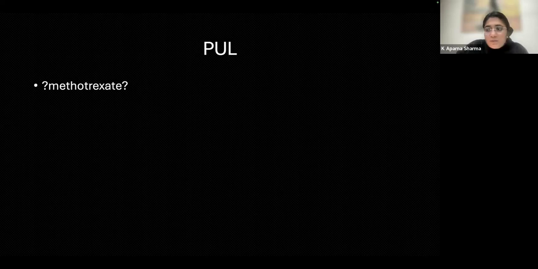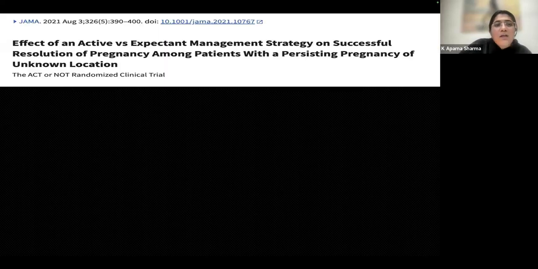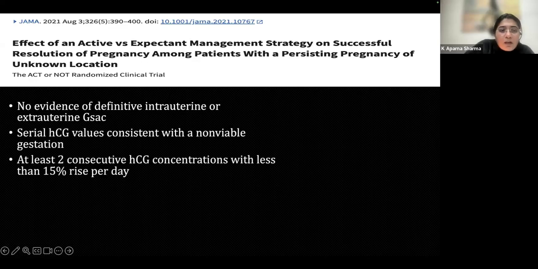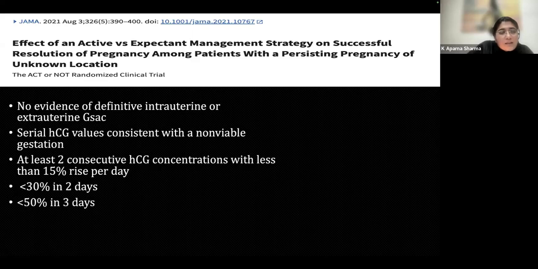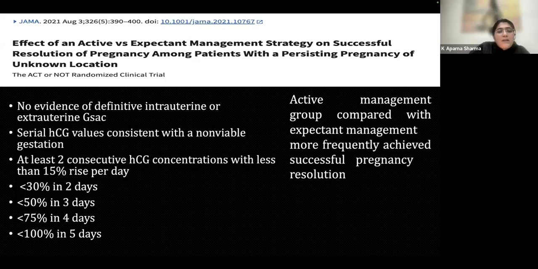Having said that, there have been some studies where they say that if the beta HCG is rising but not up to that level... There was this interesting randomized controlled trial published in JAMA in 2021, the ACT or not trial, where they looked at 2 consecutive beta HCG rises which were less than 15% per day, that is less than 30% in 2 days and 50% in 3 days, and they followed it up for at least 7 days. The exclusion was a beta HCG which was more than 5,000.